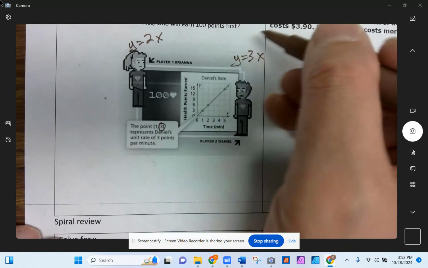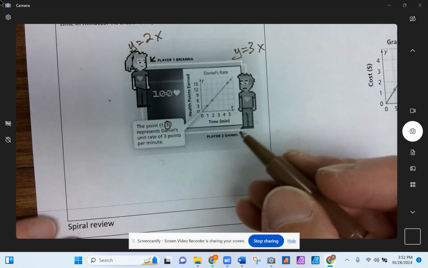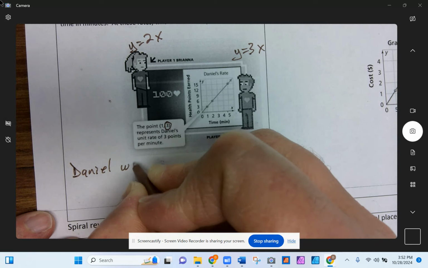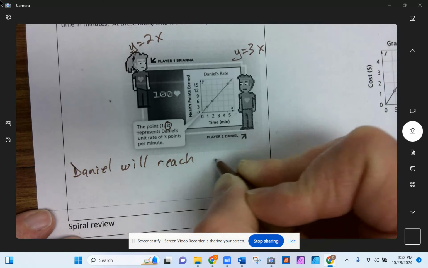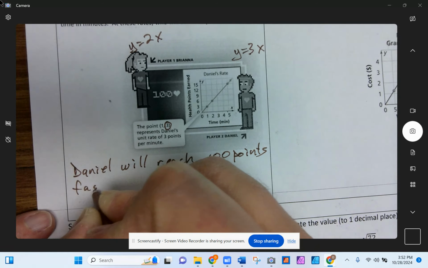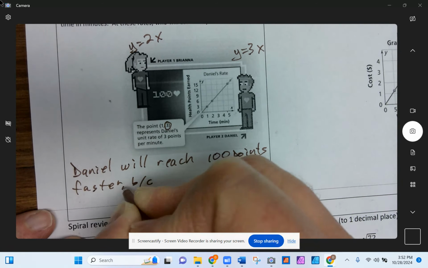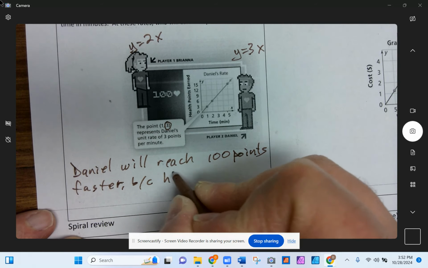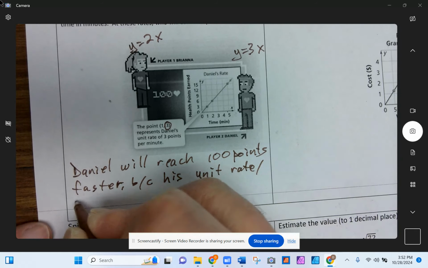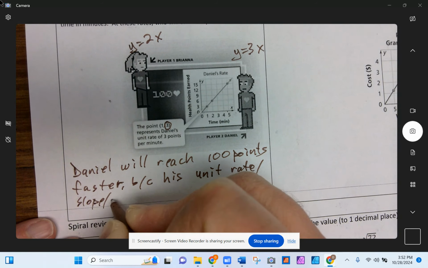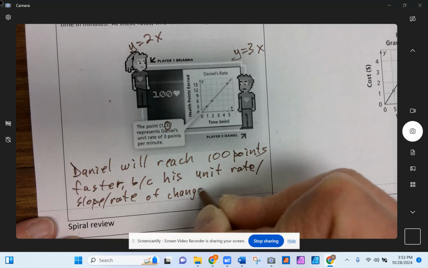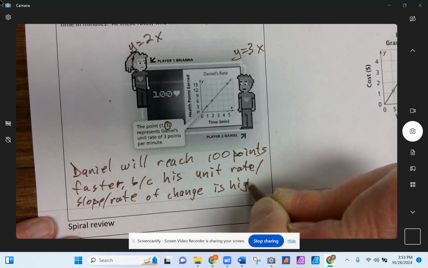At these rates, who will earn 100 points first? Well, this dude, right? Was it Brian? Daniel. Daniel will reach 100 points faster, because his unit rate, or slope, or rate of change, same thing for all of these, is higher than Brianna's.